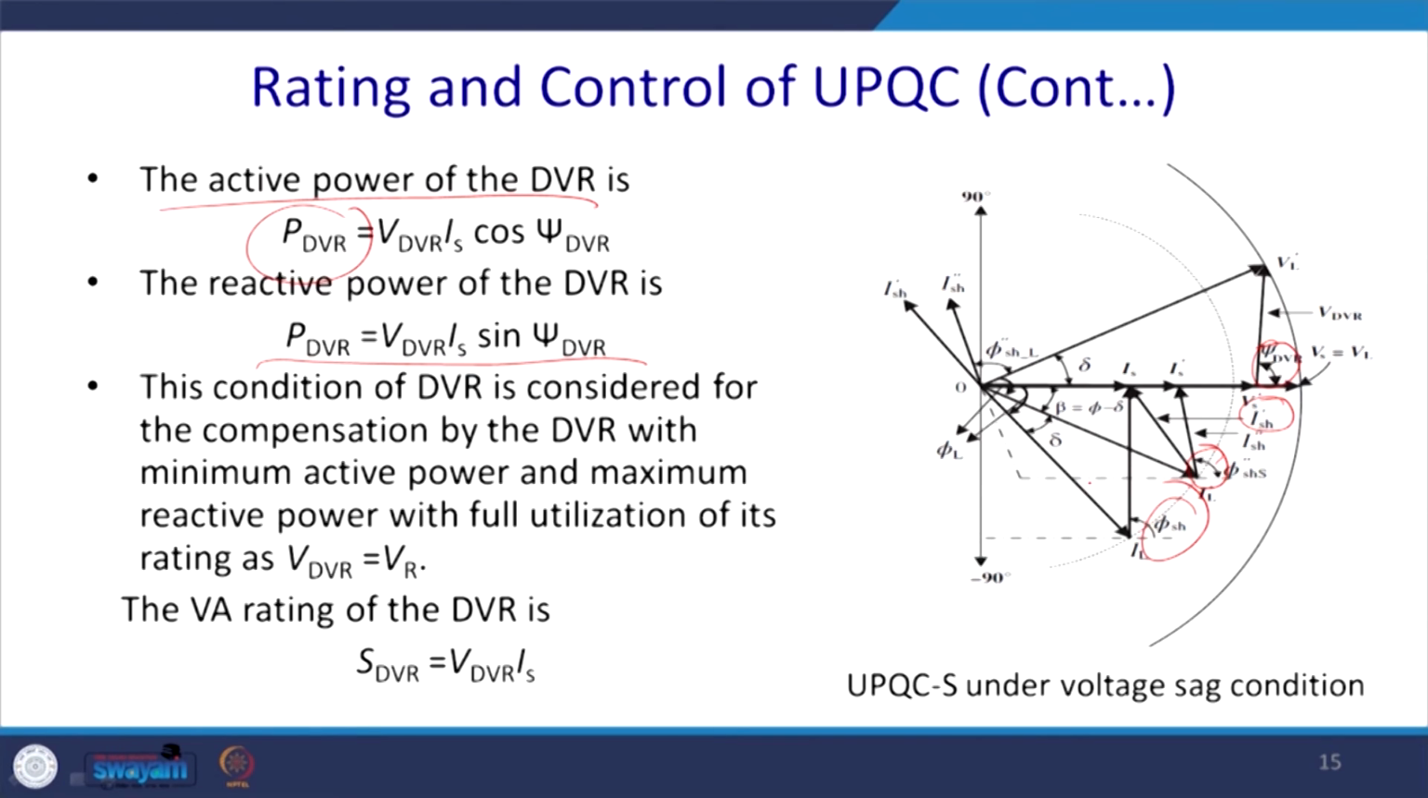So, what this phasor says is that from this angle you can have a different value of psi compensation. So, you can play around with psi and the magnitude of the compensation current. This condition of the DVR is considered for compensation by the DVR with minimum active power and maximum reactive power with full utilization of the DVR rating, that is V_DVR equal to V_DVR rated, and the VA rating of the DVR is V_DVR into I, and thus it follows like this.